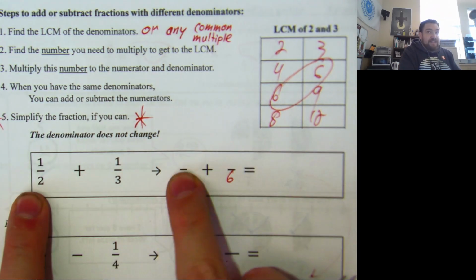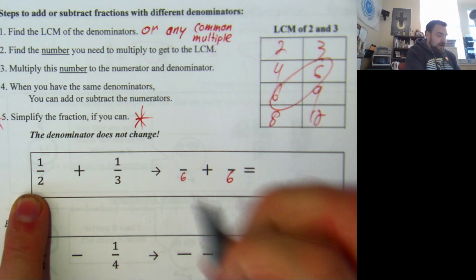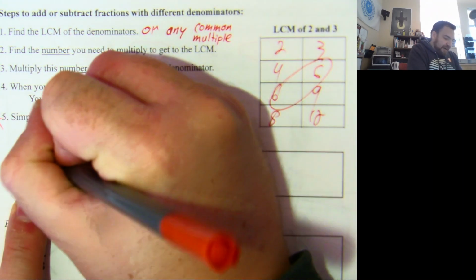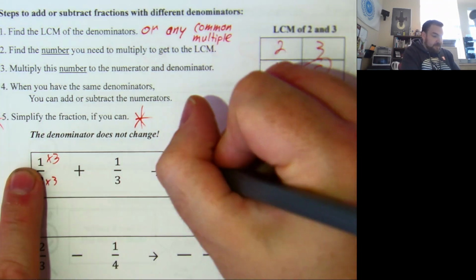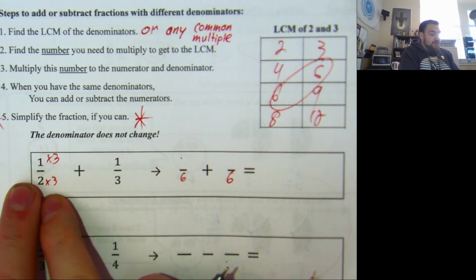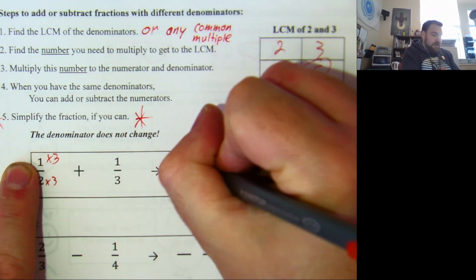2 times what is 6? 2 times what gets us 6? 3. So I multiply top and bottom on the first fraction by 3. 2 times 3 is 6. 1 times 3 is 3.